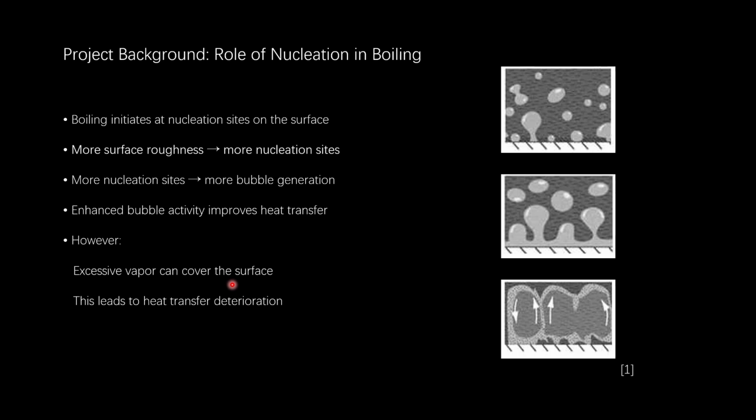Here's the physics behind boiling. Boiling starts at nucleation sites. On the heated surface, like in the picture on the right, there are many nucleation sites, and the boiling starts there. More surface roughness means more nucleation sites, and more nucleation sites means more bubbles can be generated. This also means higher heat transfer.